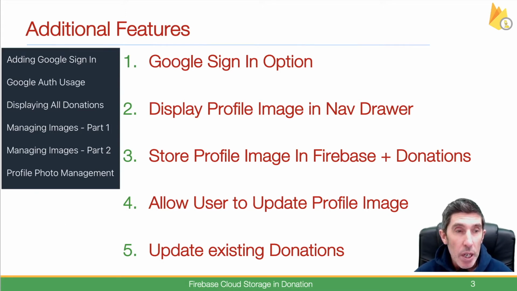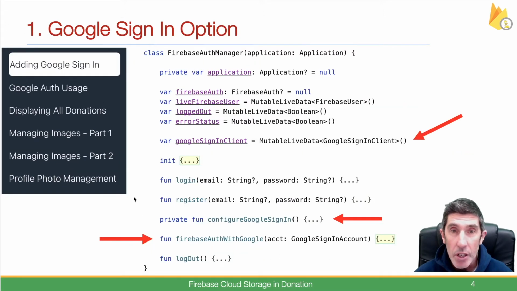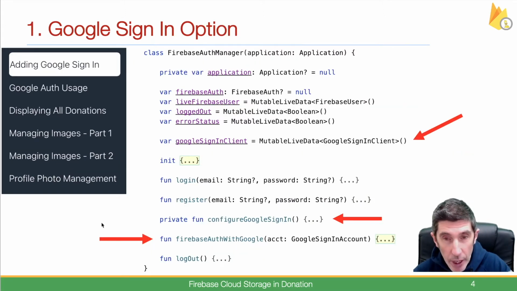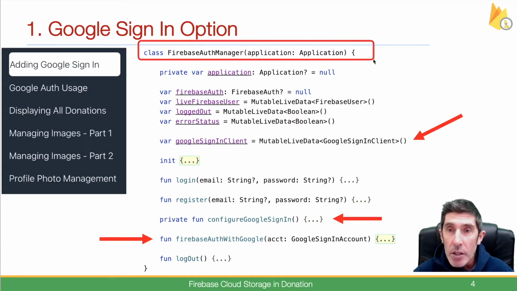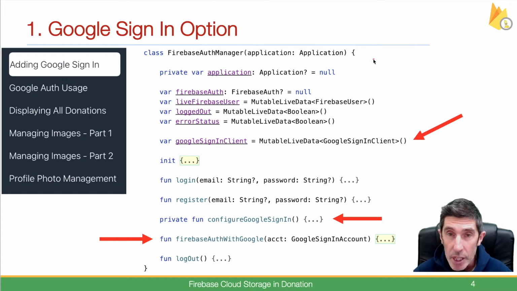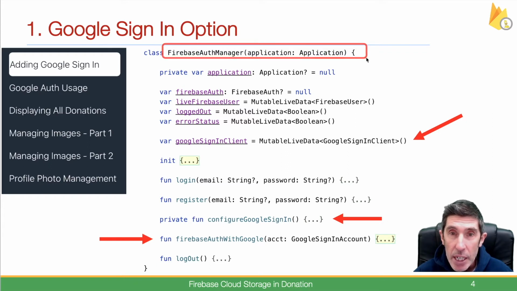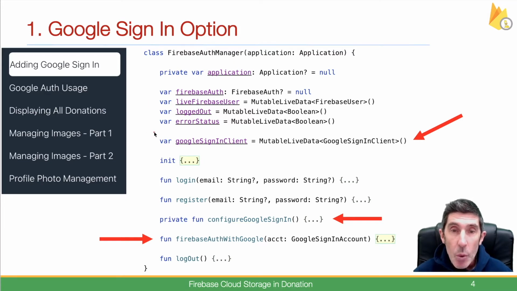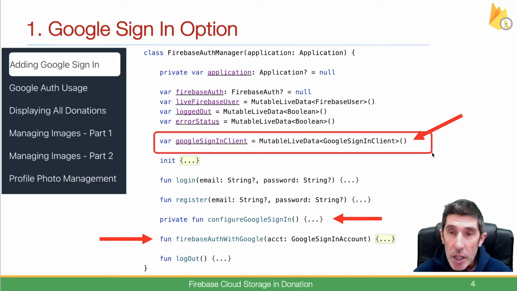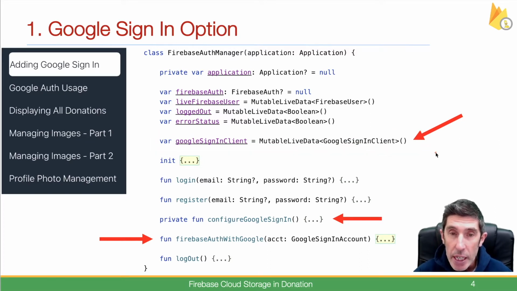Okay, so we'll initially look at the Google sign-in option. What we have here is we're bringing in a new class, Firebase Auth Manager, trying to stick with this MVVM approach again. Within our Firebase Auth Manager, where we initially were just dealing with the standard Firebase user and the email password, we're now bringing in our Google sign-in client, which will be specifically tied to their Google details.